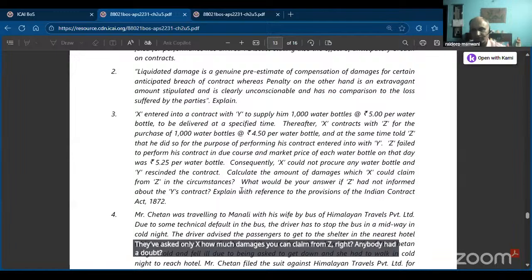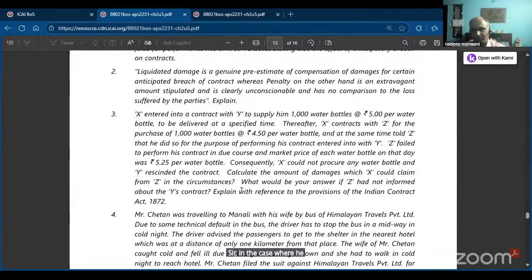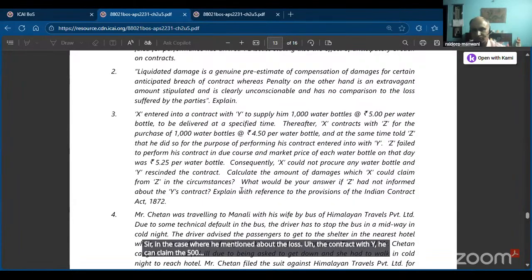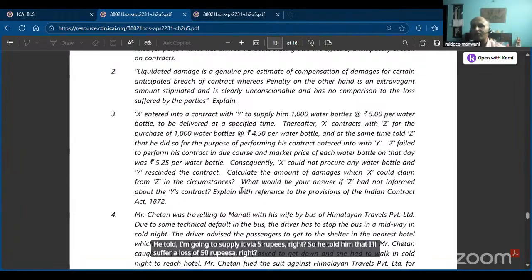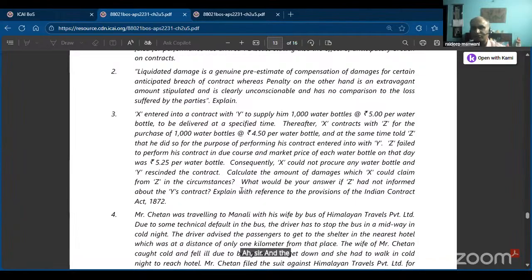Sir, in the case where he mentioned the loss on the contract with Y, he can claim the 500 and 750, right? Only 500. How will he claim two damages? He told him, I'm going to supply to Y at 5 rupees, so he told him that I'll suffer a loss of 50 paisa, right? No, he can't claim that. Understand?